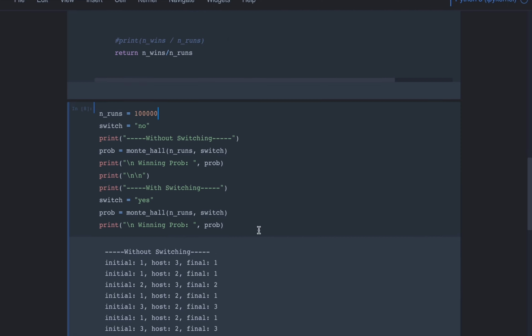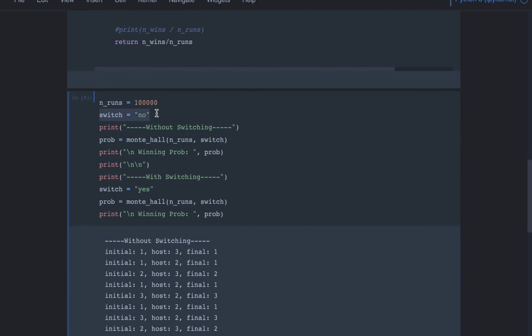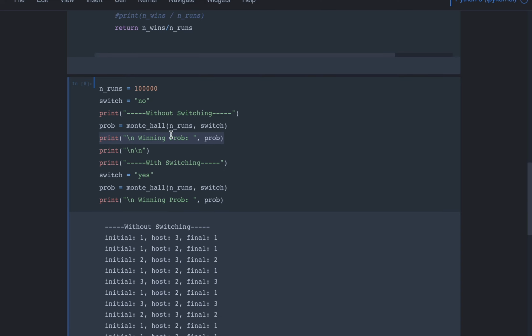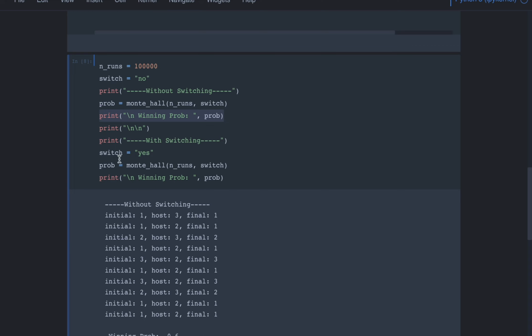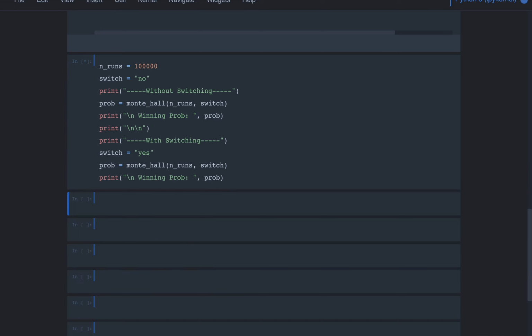Okay, so here our switch option is no, so we are not going to switch, and we are doing the simulation here for n number of runs with the switch option no. And then this function returns the probability of winning. So here we are printing the probability of winning, right? That's the first set of experiment. And this time we have decided to switch. So switch is equal to yes, and we are doing the same experiment. But this time we have decided to switch when the host asks us. Now again we are computing the probability, the function will return it, and we are printing it. Okay, so let me run it.